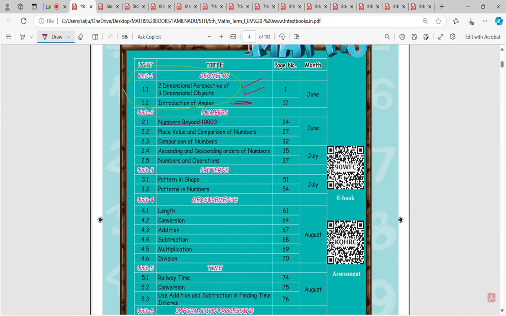Place value, this is important. Those who have already learned the number system can know the importance of the place value concept and the face value concept. Those two things I will teach you later also. Comparison is not required here. Ascending and descending, in the fifth standard they are providing just the very basics. Numbers and operations I will also teach you. Patterns you are getting in your reasoning part. This book is not required.